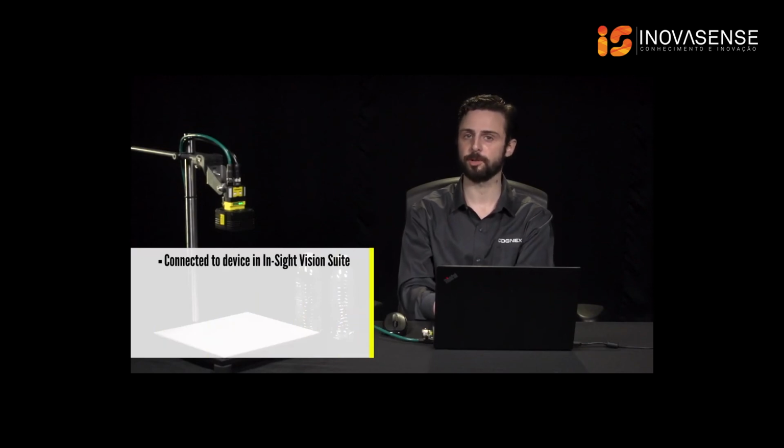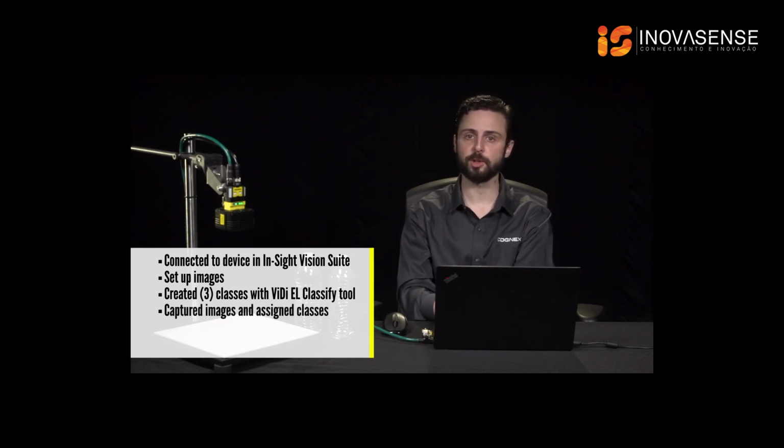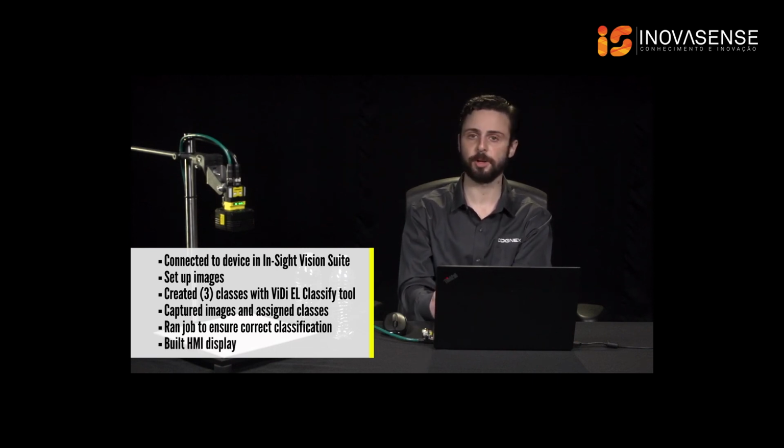To recap today's tutorial, first we connected to our device in Insight Vision Suite. We then set up our image in 2 simple clicks. We brought in our ViDi-EL classifier tool and created 3 classes, OK, NG, and no part. We took multiple images of each type of part and assigned a class to the proper images. Then once our model health was over 80% and stable, we ran our job and ensured the parts were classified properly. Lastly, we created a very simple HMI display with the predicted class exposed, as well as the confidence percentage of the predicted class.